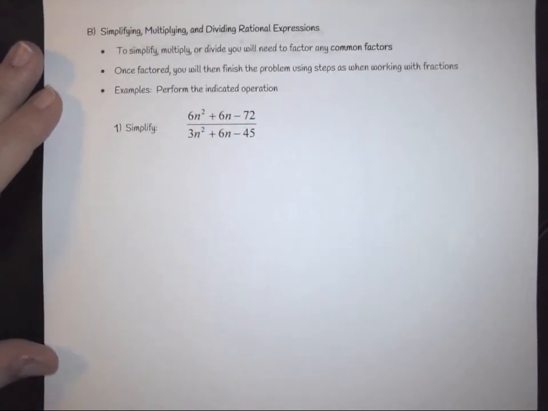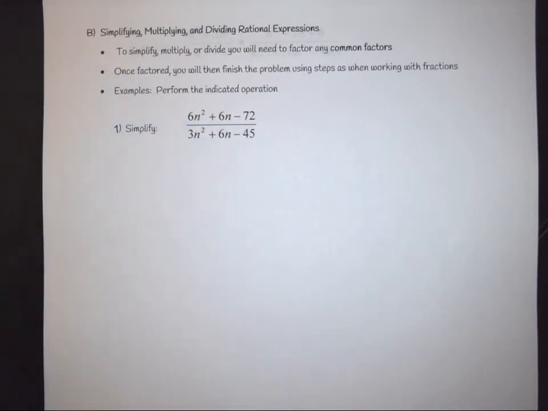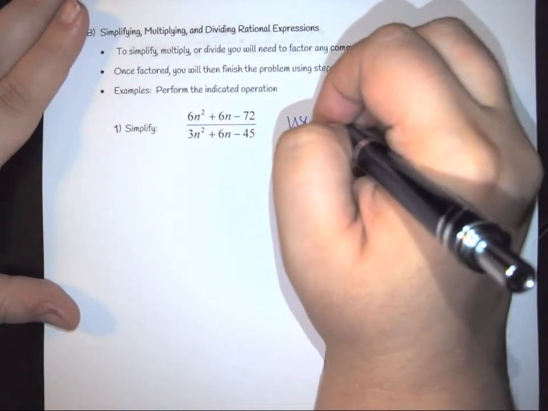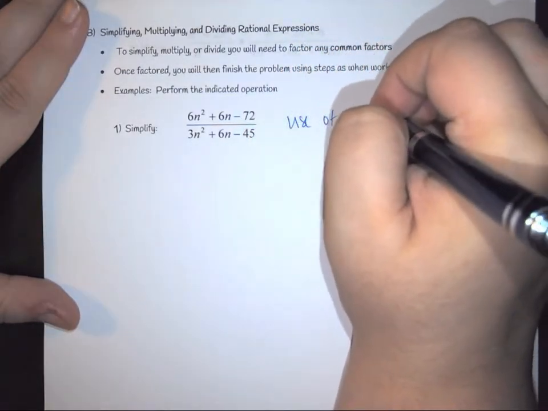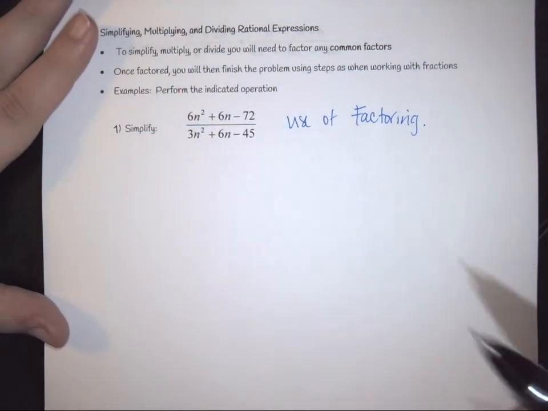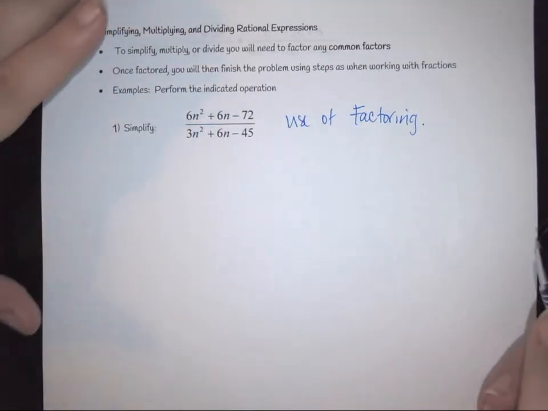Now another thing that we can do with rationals is what's called simplify. Simplify, multiply, or divide. So simplify means you want to take a big, hairy, scary fraction or rational and you want to reduce it down as far as it can go. Now we're going to do that through the use of factoring. So you're going to factor the top and factor the bottom, and your hope is that you're able to cancel.